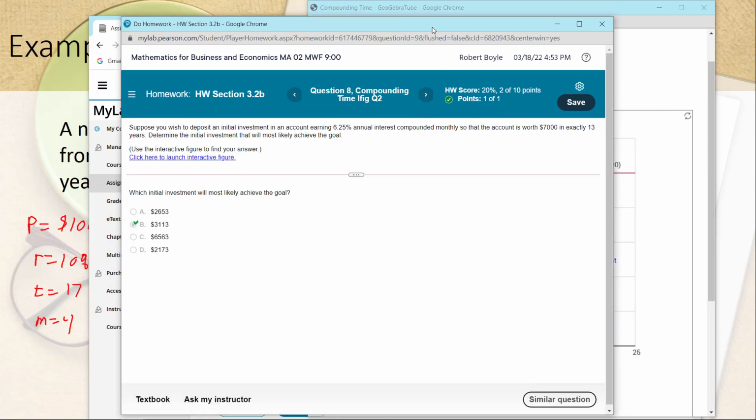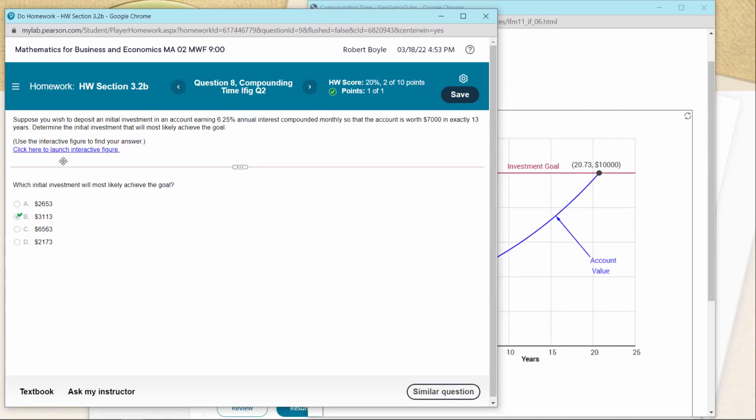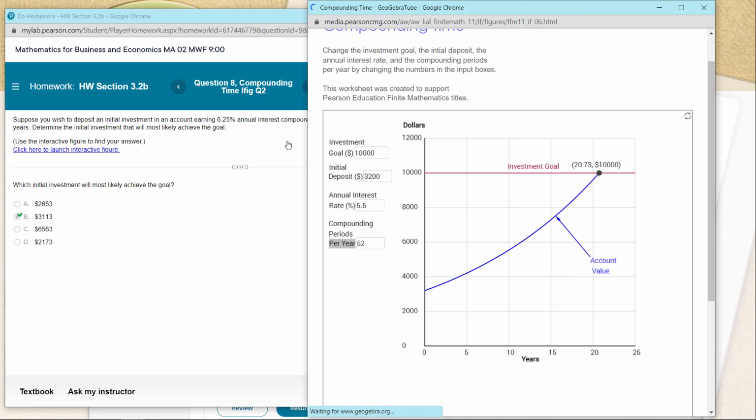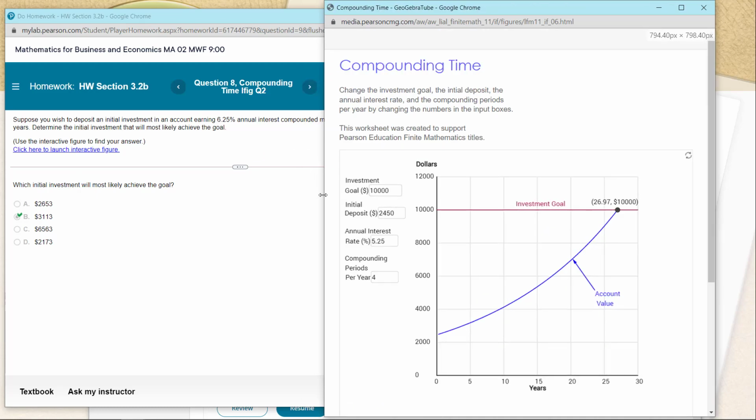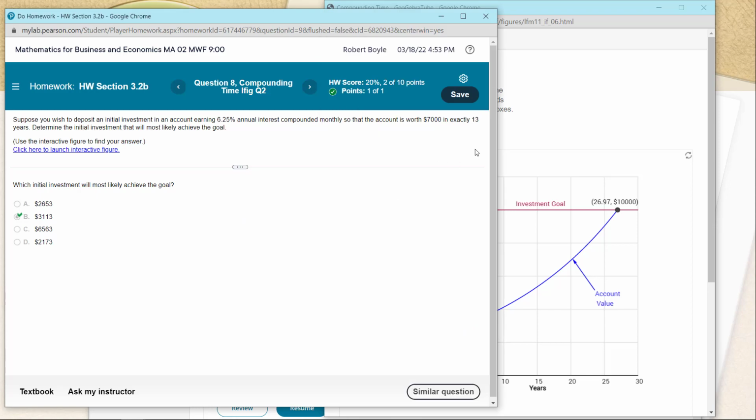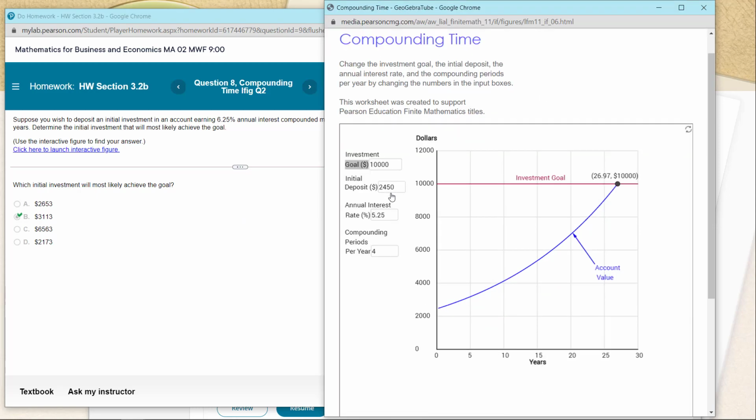So actually, let me try it like this. Let me bring this over here. Let me launch our interactive figure. Well, here it is. And the question here is, which investment will most likely achieve that goal? And actually, I kind of already figured it out. This is how we're going to do it. Now, our goal is $7,000. So we can put $7,000 here.